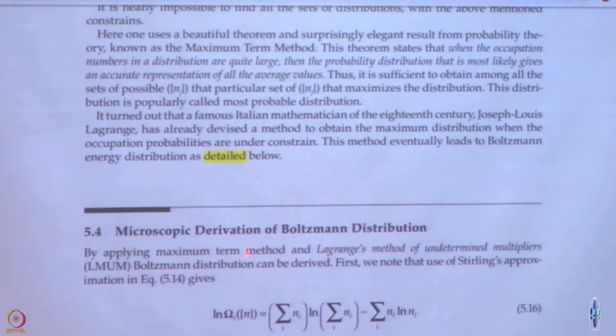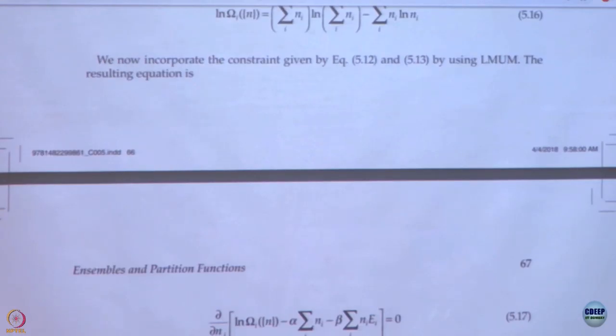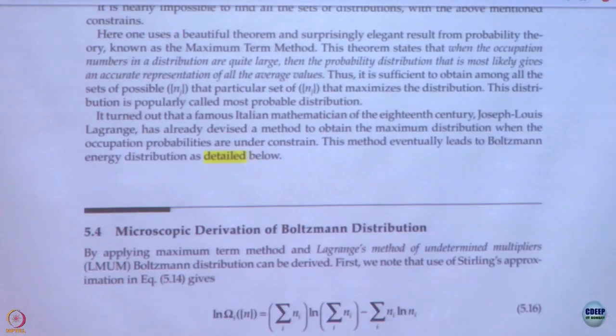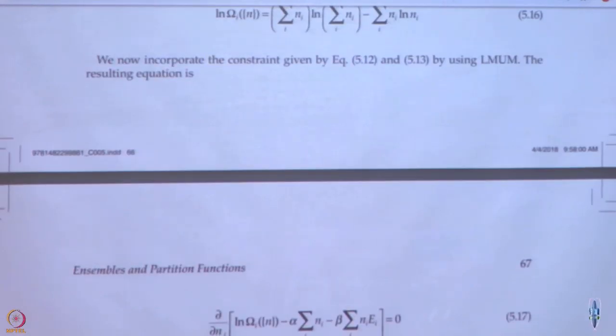Just like before, we are going to maximize ln omega. And from the combinatorics, I get this equation. Any confusion there? Now, I want to maximize this quantity. Any confusion there? However, that is not the way you do that. There is a way to do this.